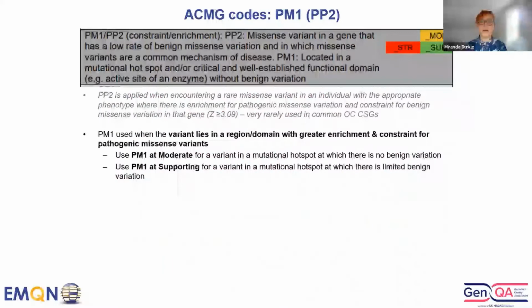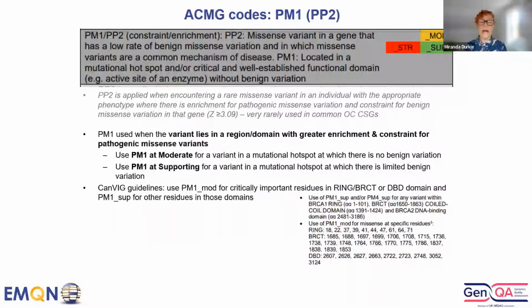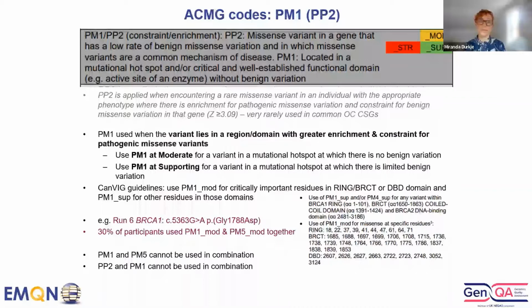Okay, so next I'm going to move on to PM1 and PP2, which I've grouped together. PP2 is greyed out because it's for a gene constraint that we very rarely use in cancer susceptibility. PM1 is used where there's a regional constraint, and in the CanVIG guidelines, we would use it at moderate for these critically important residues in the RING, BRCT or DNA binding domain. We would use PM1 supporting for other residues in those domains. A good example for this code is that in run 6, we had a BRCA1 missense variant, p.Gly1788Asn. And 30% of participants used both PM1 at moderate and PM5 moderate together. Anyone that's very eagle-eyed will have noticed that 1788 isn't in the list on the right of those key critical domains, so we would only use it as supporting.